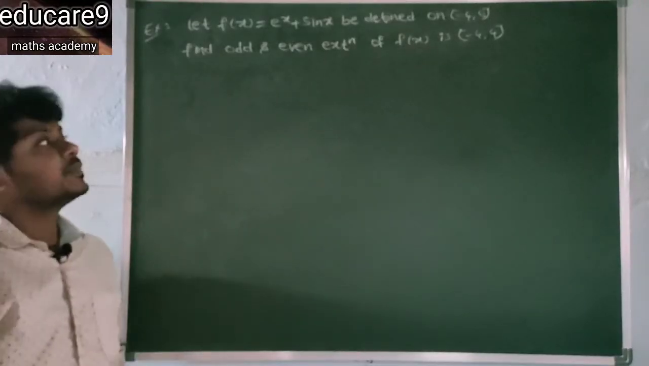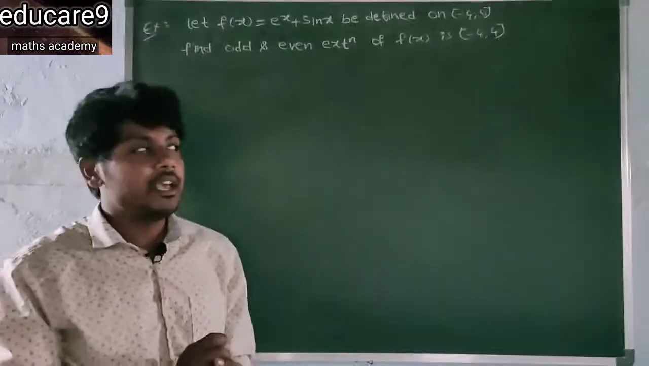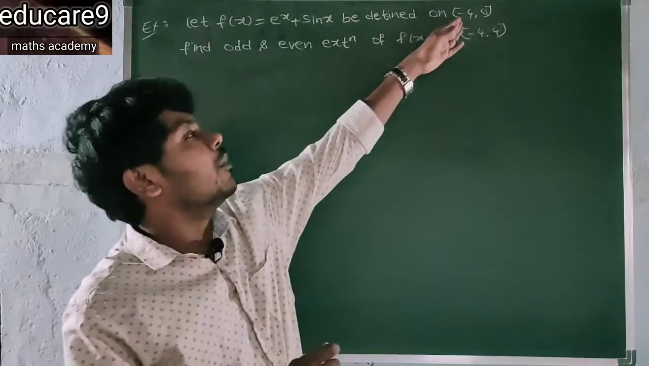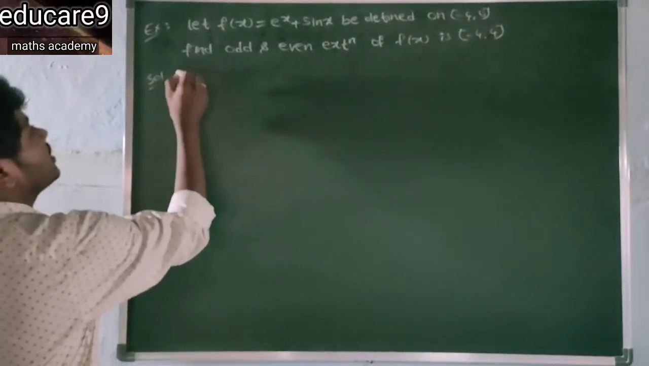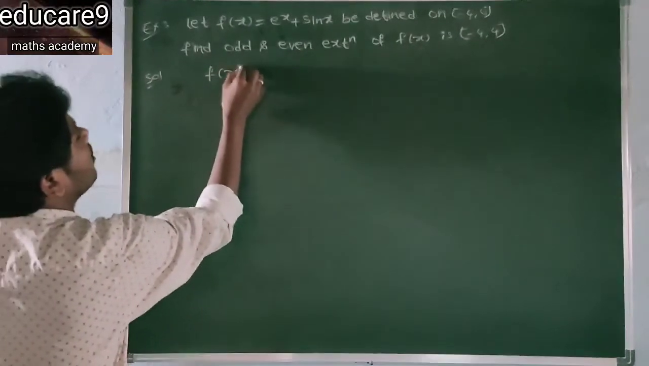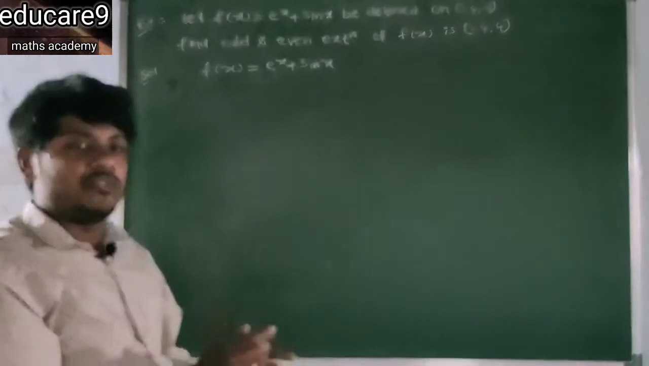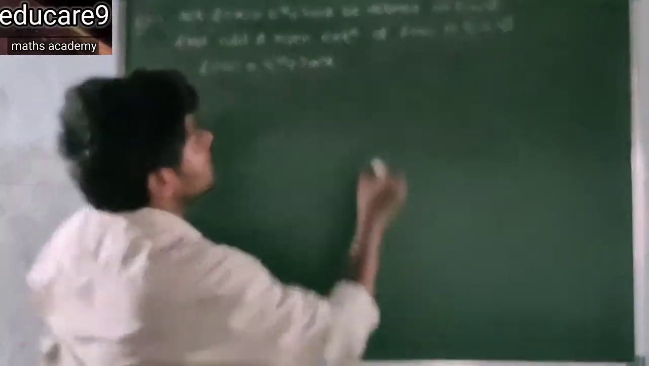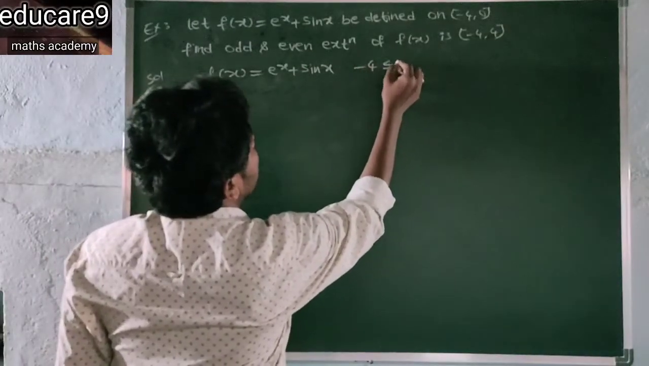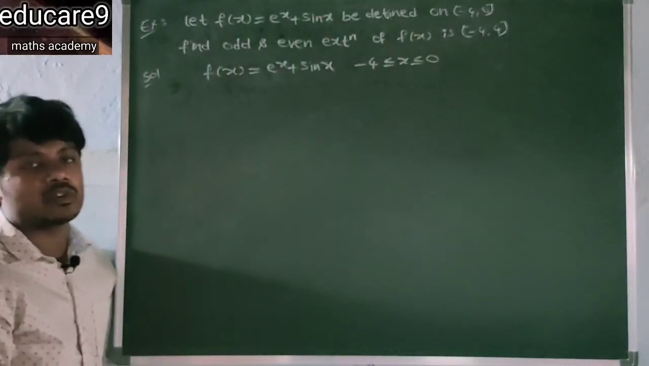So this is the odd extension. See the example. Let f of x be the given function, e power x plus sin x, defined on the interval minus 4 comma 0, and find the odd and even extensions. See here, the given function is f of x equals e power x plus sin x, and x belongs to minus 4 comma 0, that is minus 4 less than or equal to x less than or equal to 0. So x values lie between minus 4 and 0.